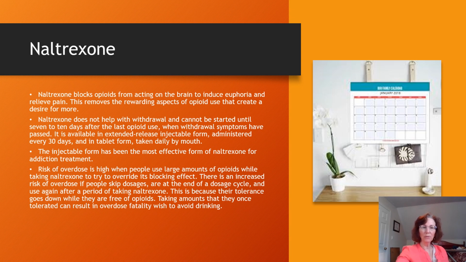taken daily by mouth. Risk of overdose is high when people use large amounts of opiates while taking naltrexone to override the blocking effect. There is also increased risk of overdose if people skip dosages at the end of a dosage cycle or use after a period of taking naltrexone. This is because their tolerance goes up while they are free of taking opioids. Taking amounts that once they tolerated can result in overdose fatality, and they also should avoid drinking while taking naltrexone.